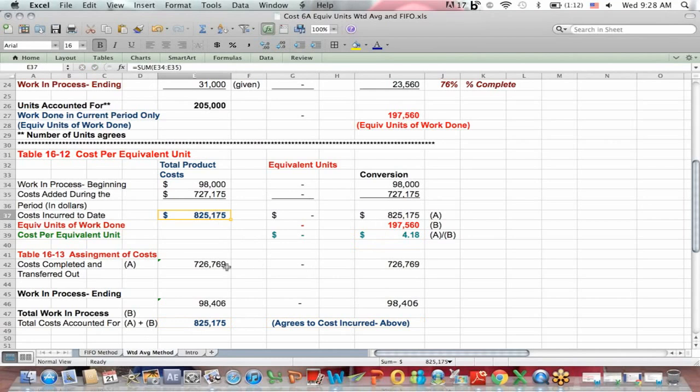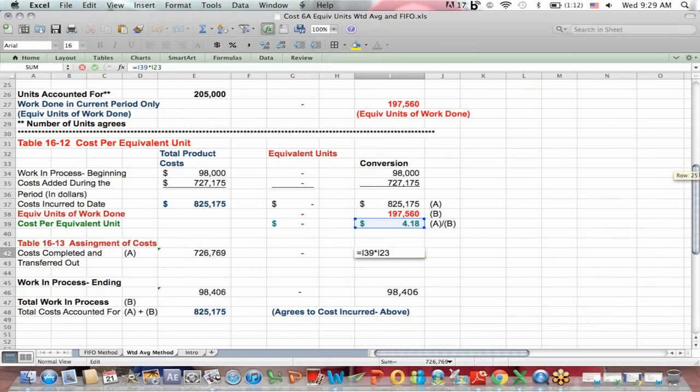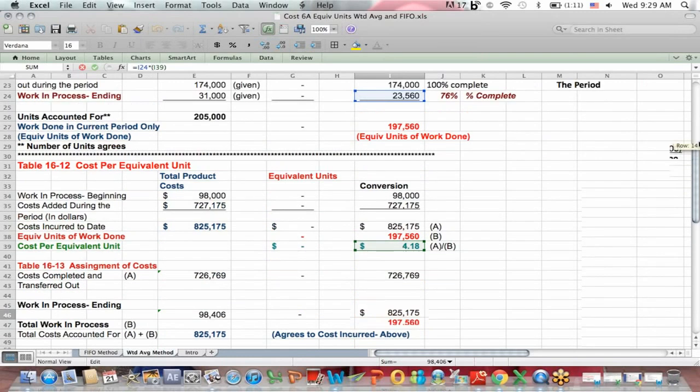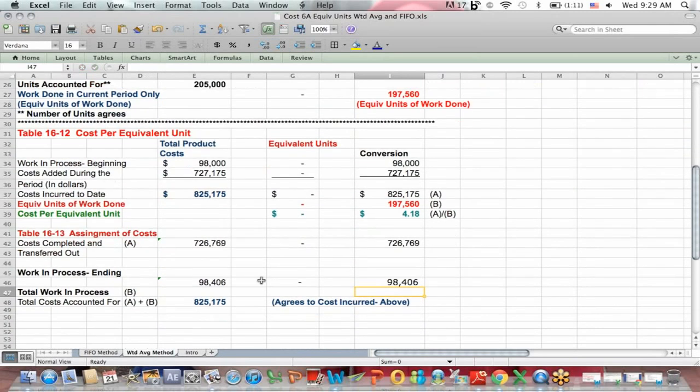For example, I can take, for units completed and transferred out, cost per equivalent unit in green times equivalent units of production in blue up above, and I get a total. I can take my ending work in process, again, cost per equivalent unit in that greenish color times ending work in process in blue. And if I add those two up, this data is the same as the data right here. I get total cost to assign 825,175, the same result we got on the other page.